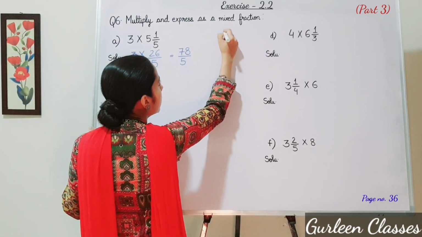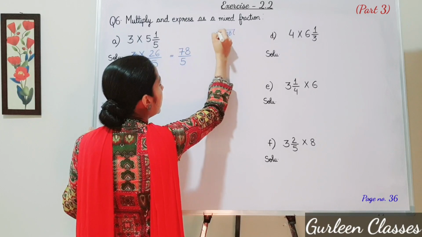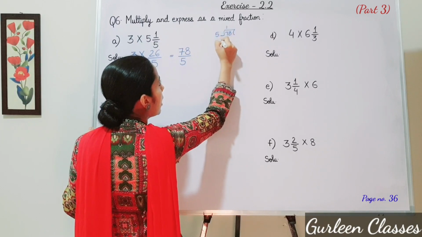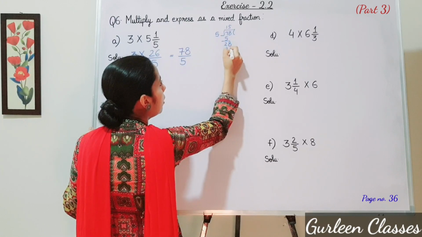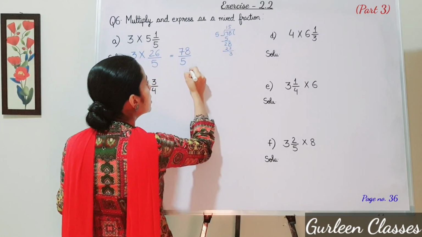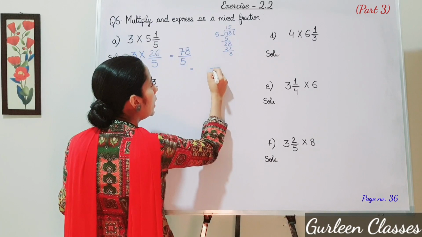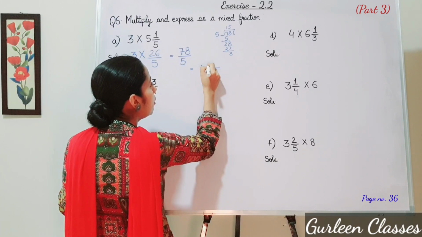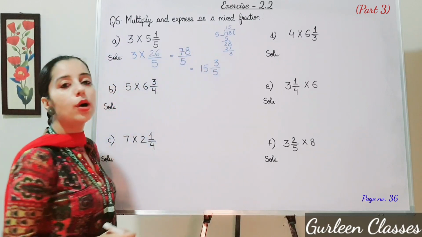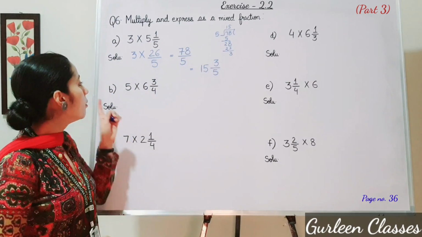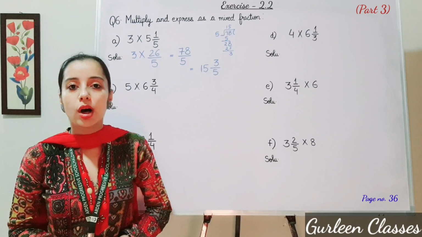So let us divide 78 by 5. 5 ones are 5, 28. 5 5s are 25. Remainder is 3. So write the answer. Denominator is 5. 15 5s are 75 plus 3, 78 upon 5. B part, 5 into 6 whole 3 upon 4.